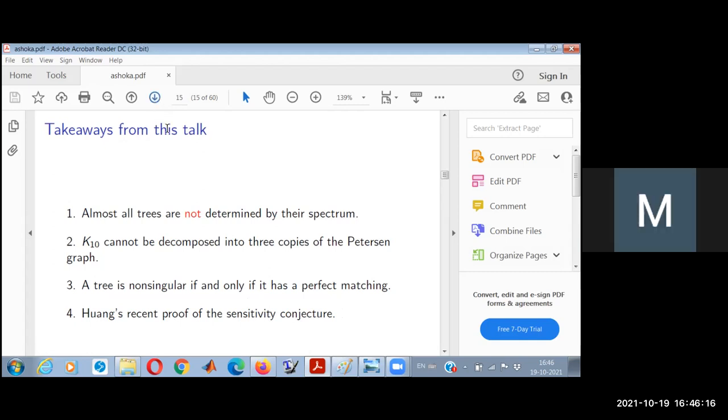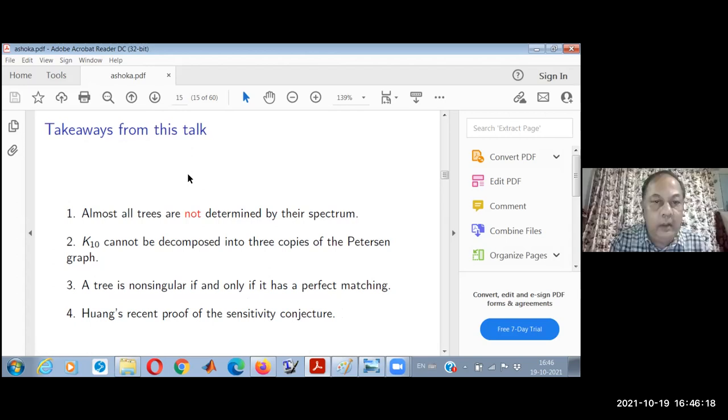This is just three, four years old, right? It is. The paper came in Annals of Mathematics in 2019. Okay. Yeah, July 2019.